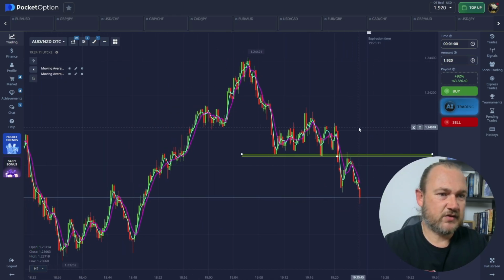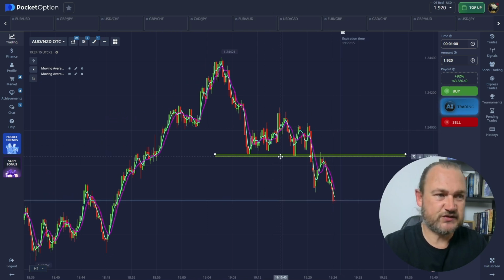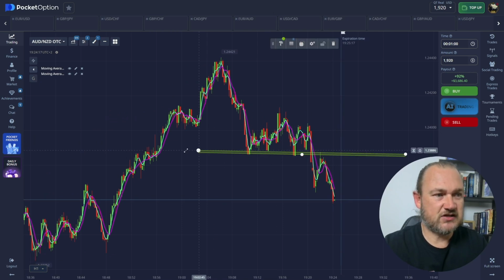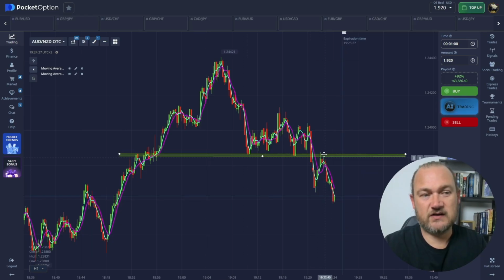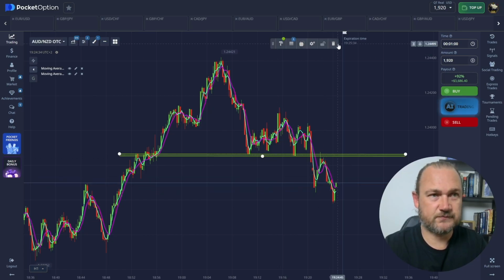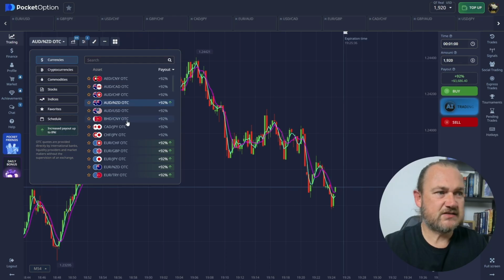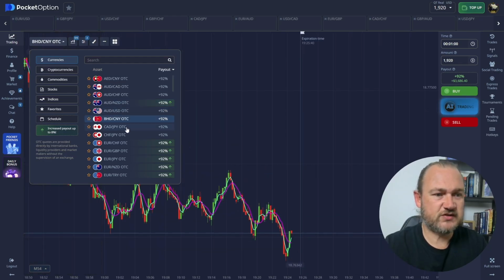Let's see if we can pick up something else. If we zoom out a little bit, it might make more sense. We can actually extend this to this level here, and we can see that this level came from this area, tested a few times, broke through, came back up, failed to break and got rejected, and price continued downwards. And that's the entry we took. Okay, it's fairly simple. It might take a little bit of practice to learn to spot these.